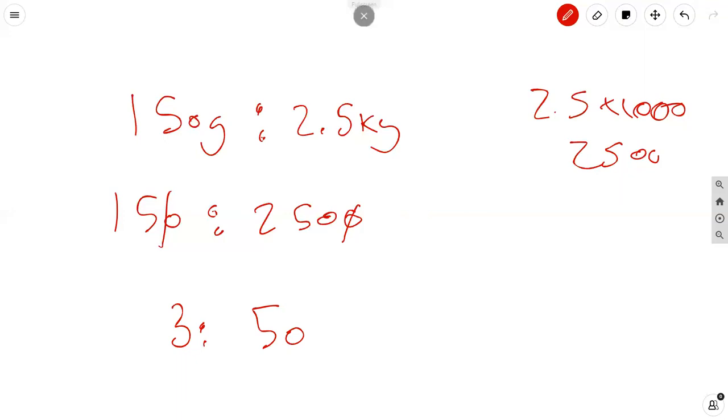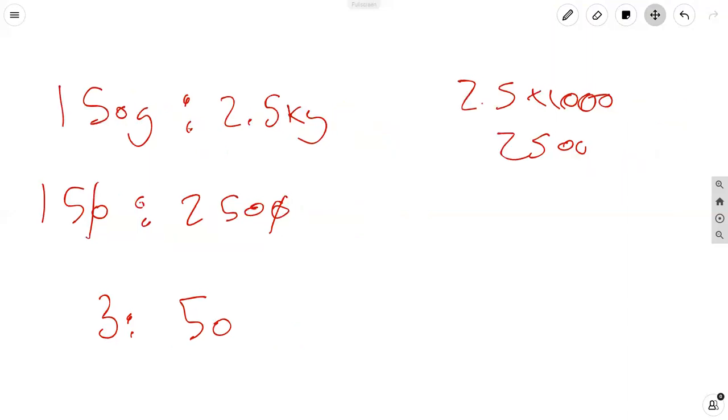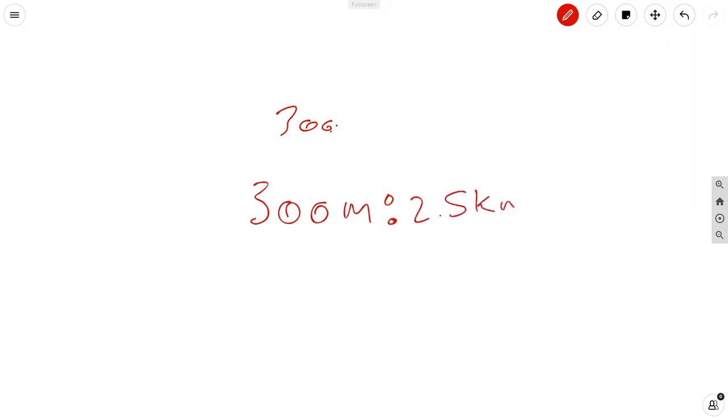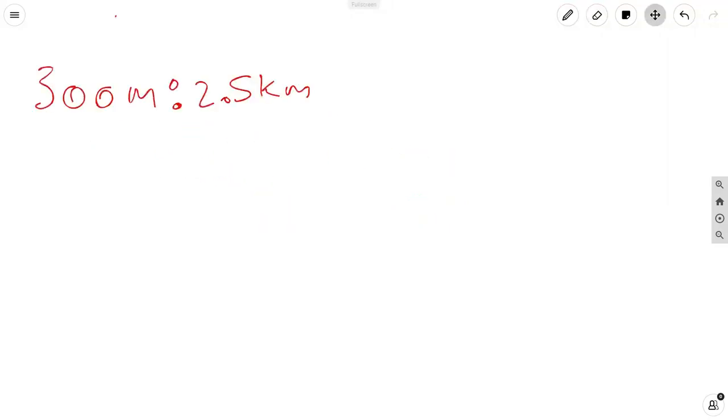Okay. I'd like you now, give me a moment. 300 meters. Okay, give me a moment. We do 300 meters to 2.5 kilometers. Okay, can you do that question, please? Change them both into meters and then simplify it. Catherine, well done.